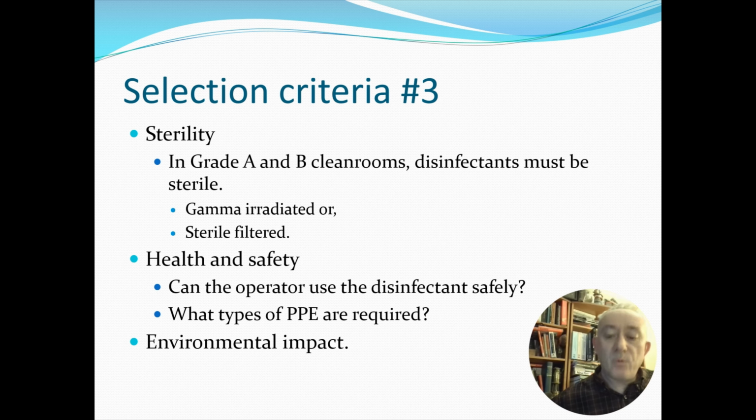For use in aseptic areas, we need to make sure that our disinfectants are sterile. We need to have an understanding of the health and safety requirements. So some of the sporicides can be quite aggressive to the airway, so we need to equip people with appropriate respirators. And also how we dispose of the disinfectants is also important. We need to be conscious of the environmental impact.